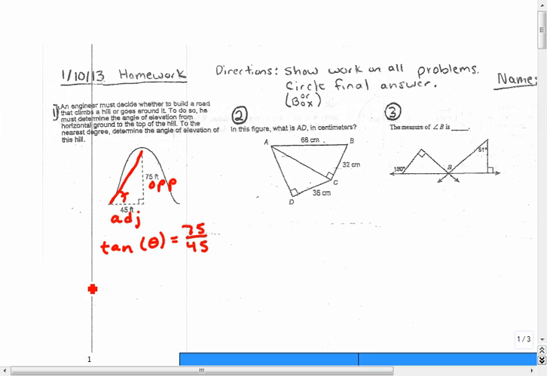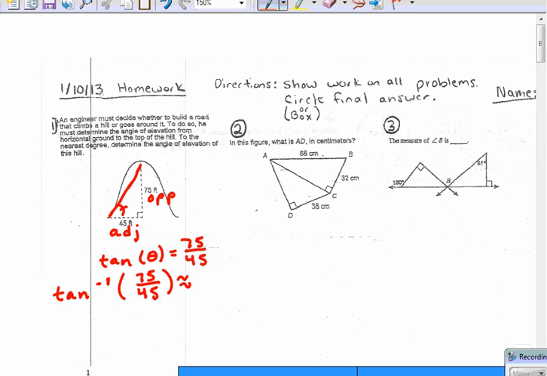Well, we don't want the tangent, we want the actual angle, so we're going to use inverse tangent. So the inverse tangent of 75 over 45 is going to give me this angle, and when I punch this in my calculator, it is approximately 59.03, which rounds to 59 degrees.